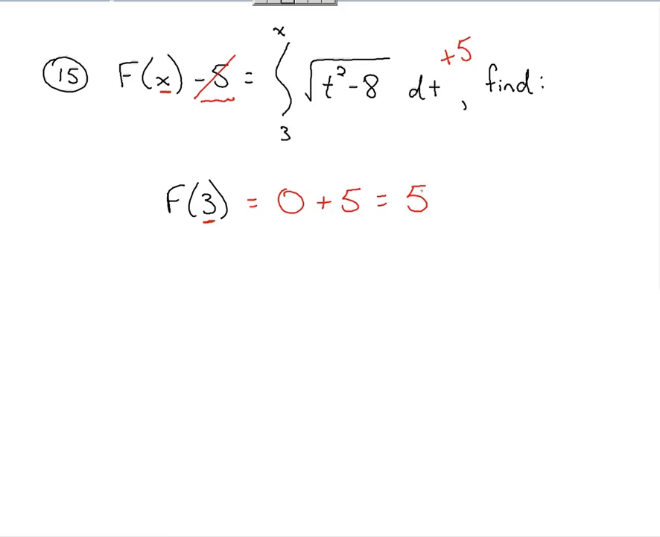Next thing we want to figure out is f prime of 3. Now, to figure out f prime of 3, we need to find f prime of x. So, f of x is everything we see here plus 5. If we're going to find f prime of x, so let me write that out down here, we need to take the derivative of that function that is given as it's defined.